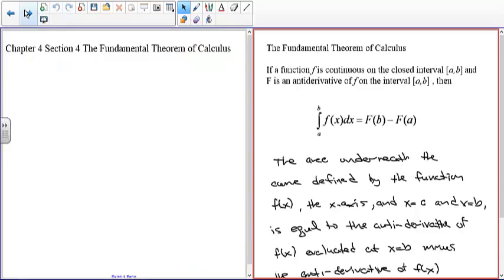Basically it said that to find the area underneath the curve between A and B, all you have to do is take the antiderivative and evaluate the antiderivative at the upper limit minus the antiderivative at the lower limit.